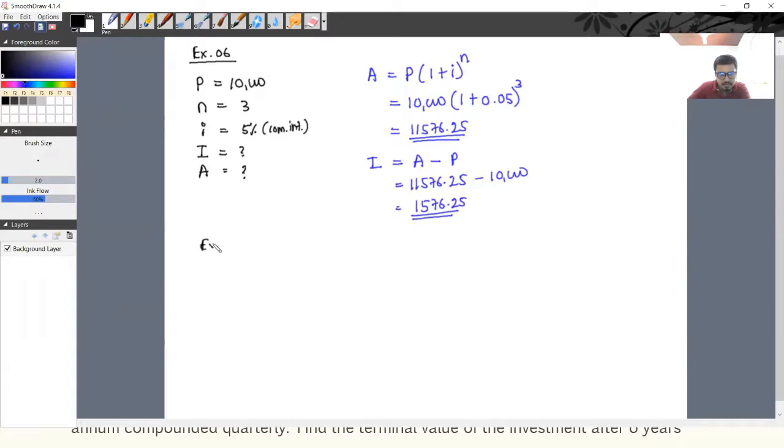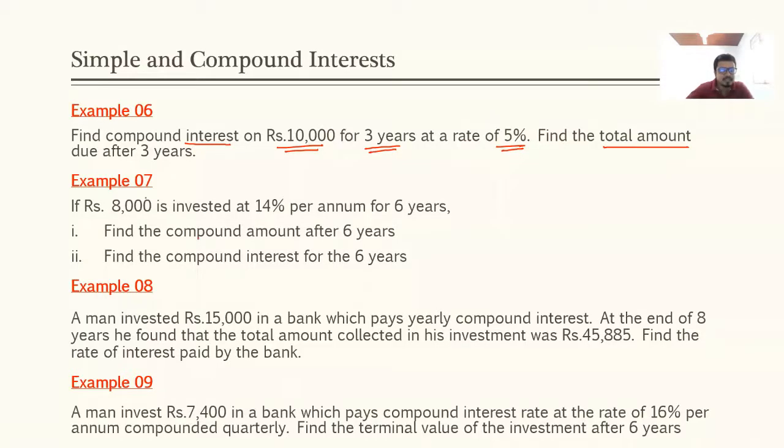Example number 7. I will do the easy ones and I will leave the difficult ones for you. Okay, example number 7. If 8,000 rupees is invested at 14% per annum for 6 years. Part 1, find the compound amount after 6 years. Right? Find the compound amount after 6 years.